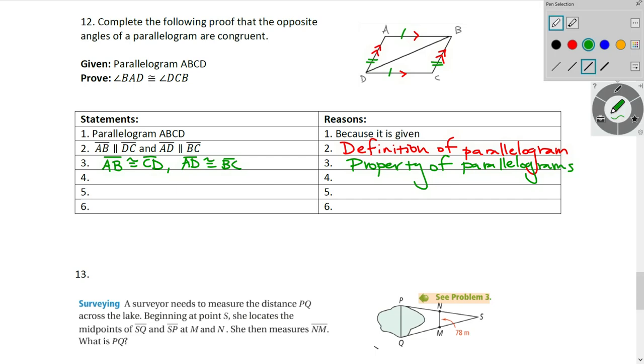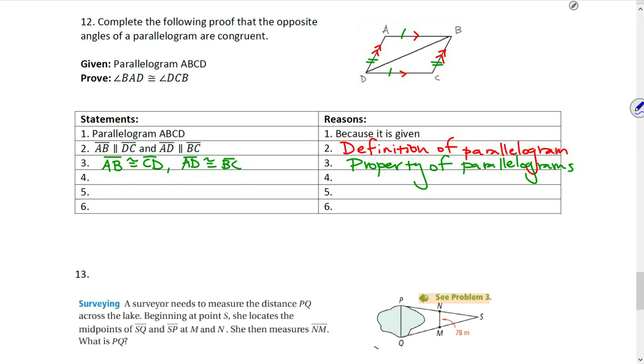Again, there's both ways to get through this one as well. As long as you get there by the end, that's fine. Like you could have used some alternate interior angles. For some reason, the first thing I saw in this proof was that property, and then I'm going to use that BD is congruent to BD by the reflexive property.